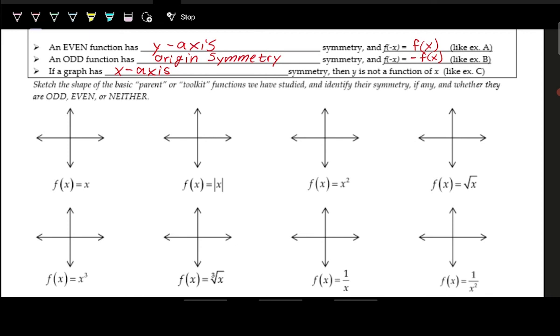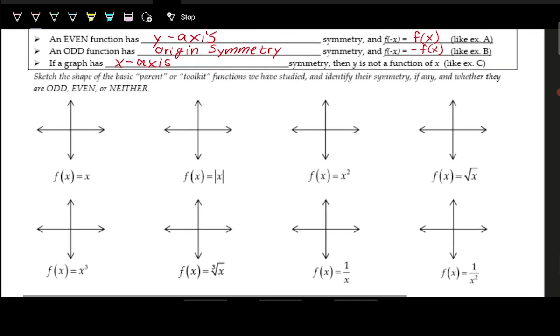Because not all functions, not all graphs, have symmetries. So let's take a look at some of our parent functions. For the first one, we have f of x equal to x. Remember, this one is just that straight line function here. So the question is, does it have y-axis symmetry? Does it have origin symmetry? Does it have x-axis symmetry? It doesn't have y-axis symmetry because there's no mirror over the y-axis. There's no reflection going on there.